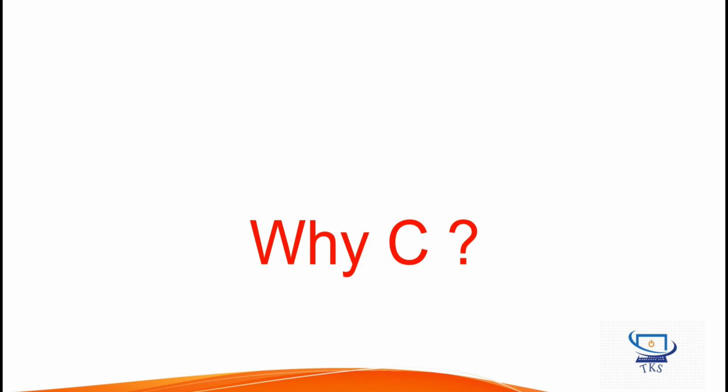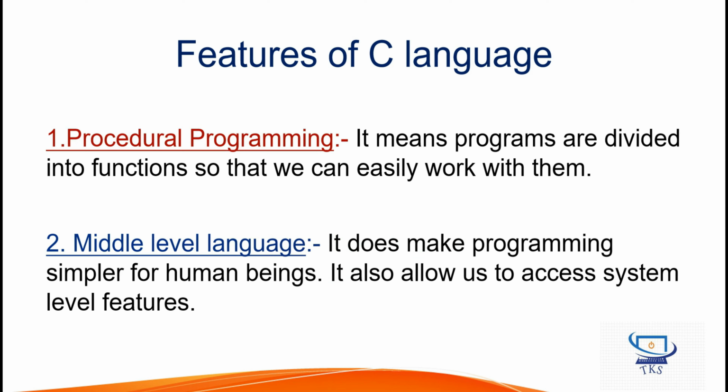This can be explained by some of the features of C language. Coming to the first feature, that is procedural programming. It means programs are divided into different functions so that we can easily work with them. Next, coming to the second feature, that is simplicity. It makes programming simpler, so simple that a normal human being can easily understand. It also allows us to access system level features such as bit manipulation using bitwise operators, direct access to memory through pointers, and writing assembly code within C language.